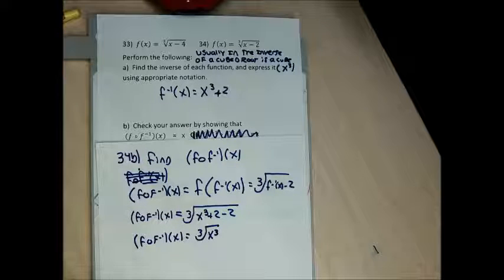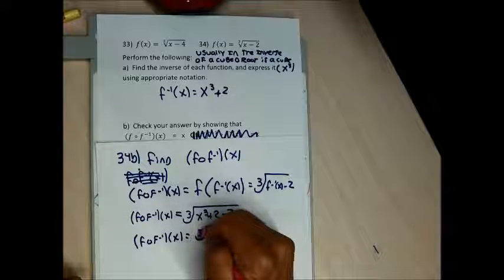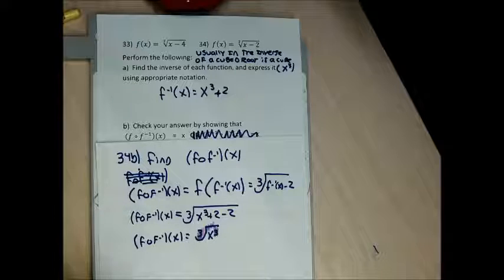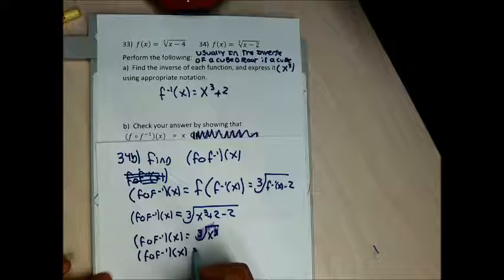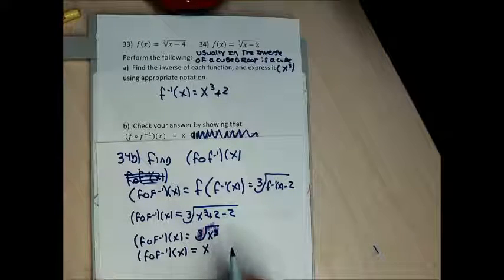Cubes cancel out cube roots, so these are all going to cancel, and I'm going to get just that lonely x that I need to get. And that's what has to happen in every part B if you find f composed with f inverse. If your answer to part A is right, you get just a plain, exact, ordinary x.